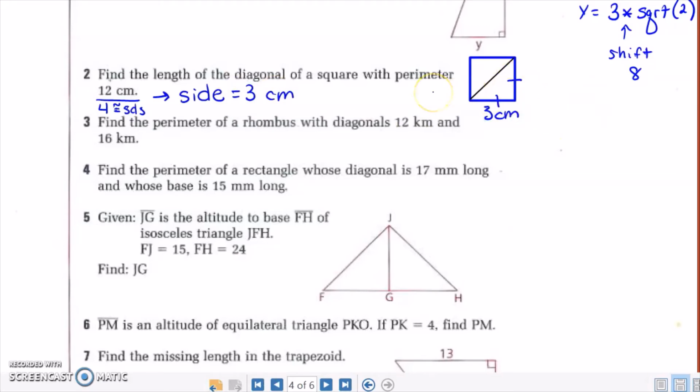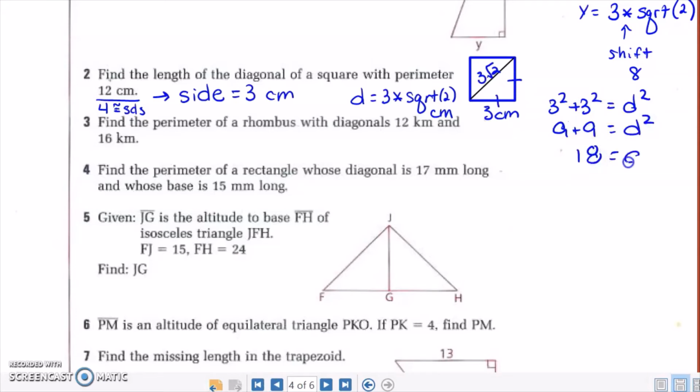And this goes back to that 45, 45, 90. So if I have that memorized, I automatically know that the diagonal is going to be 3 times the square root of 2 centimeters. Or if I didn't know that, I could work it out as 3 squared plus 3 squared equals the diagonal squared. And then the diagonal would be the square root of 18, which is square root of 9 times the square root of 2, or 3 square root 2.